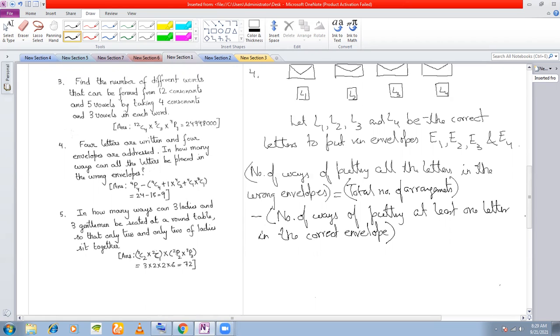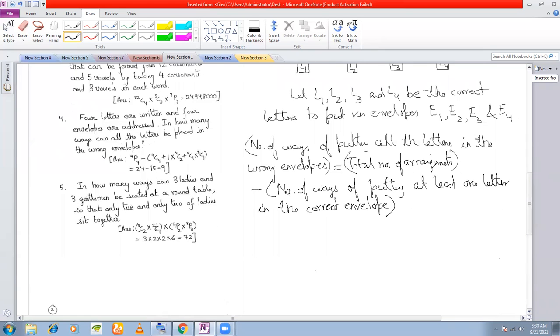I told you that I can say that none is a liar in this class if I cannot find at least one liar in the class, right? So this is very similar to that logic. The number of ways of putting all the letters in the wrong envelopes equals the total number of arrangements without any restriction minus the number of ways of putting at least one letter in the correct envelope. So let us find these two, and then subtract them.